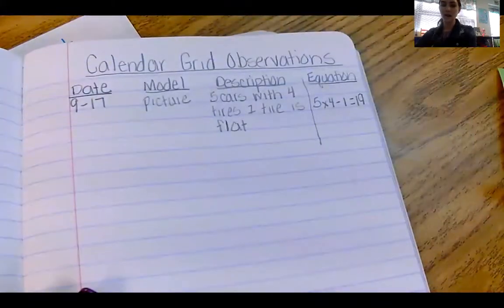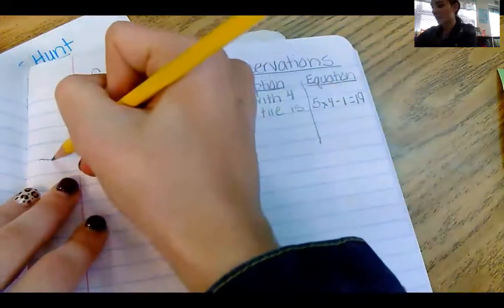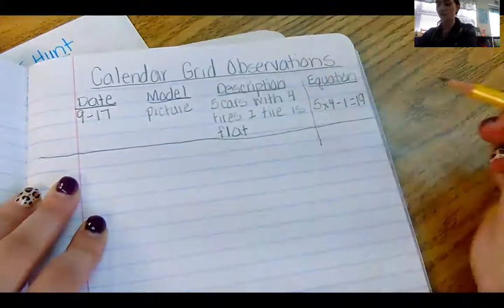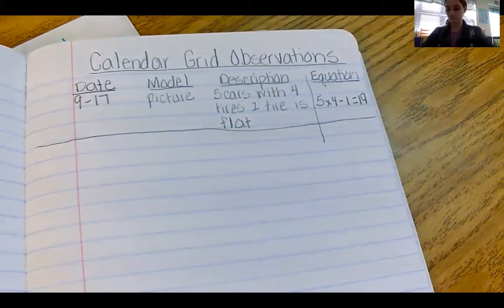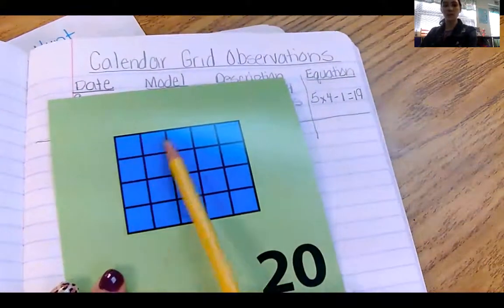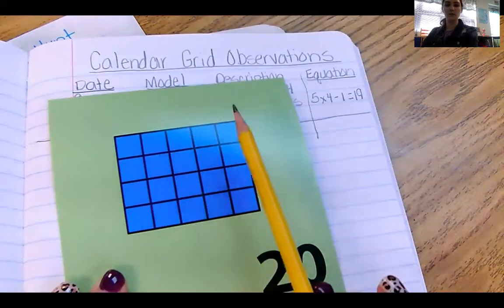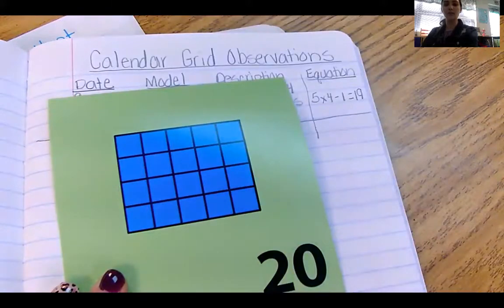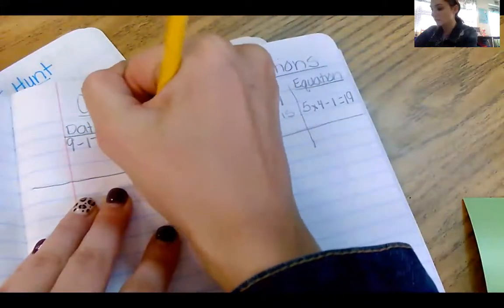Okay, for our next one for today, I would like you to write underneath a picture or wherever you have room. You are going to write what you think the model is going to be for the next calendar marker based on our pattern. Okay, if you wrote an array, you are exactly right. So for today's array, we have 1, 2, 3, 4 rows with 5 squares in each row. Okay, so for my model, I'm going to write array.